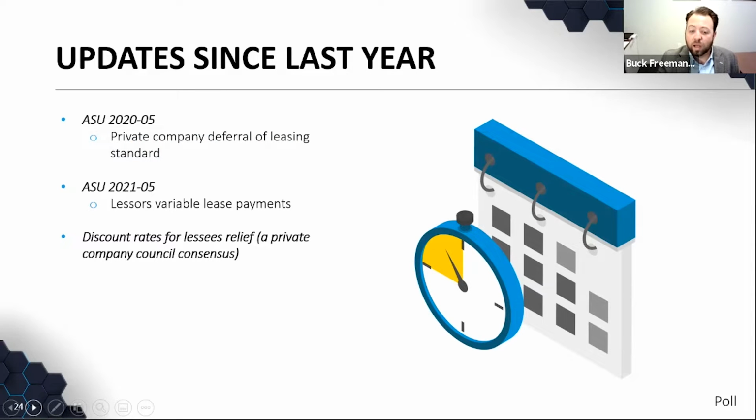And just an update on the updates that have occurred since last year. The first was ASU 2020-05, which was as a result of the COVID pandemic, and that was a deferral, codifying the deferral of the lease accounting standard for private companies to January 1, 2022. The next was ASU 2021-05, and this relates to lessor accounting and variable lease payments. This pertains to lessors with leases that have variable payments that do not depend on an index or a rate.